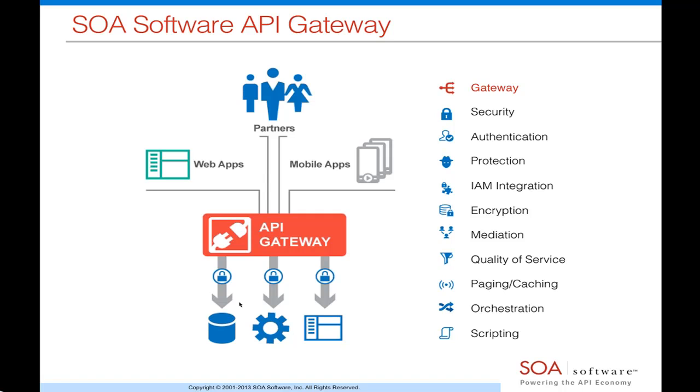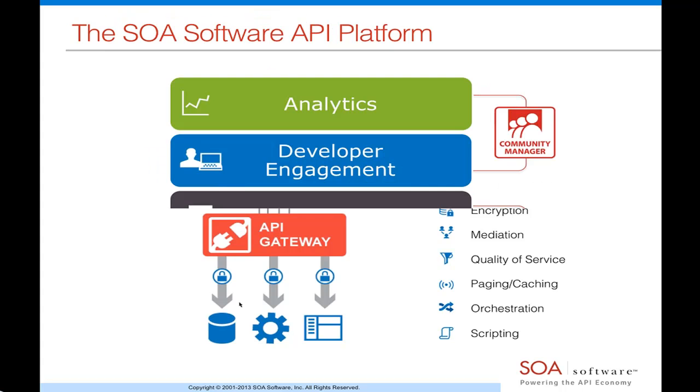It's a single component, a single product, and it takes care of security, authentication, protection, identity and access management, mediation, paging, and a lot of other capabilities. It's a single point which can be deployed both on the cloud as well as on premise. It takes care of almost everything that we discussed here from an API security perspective, making life much easier for an enterprise planning to roll out an API.